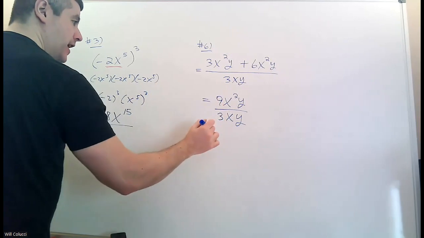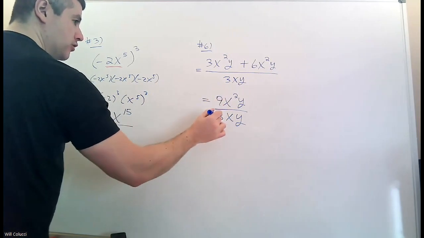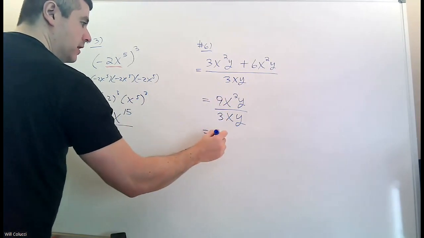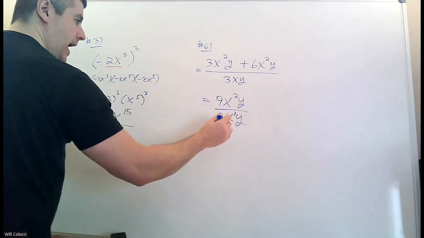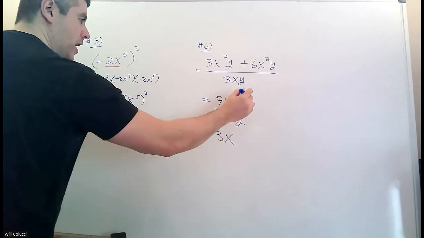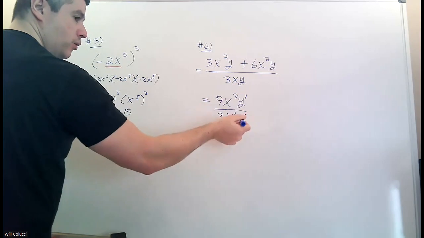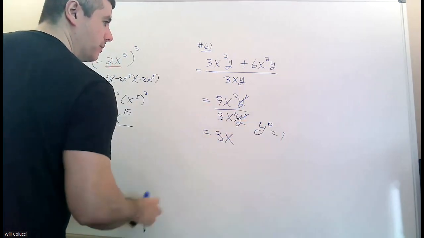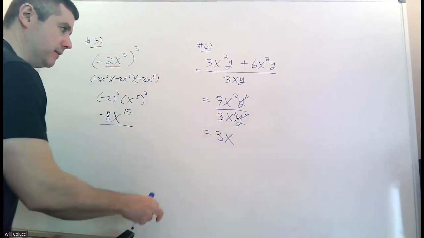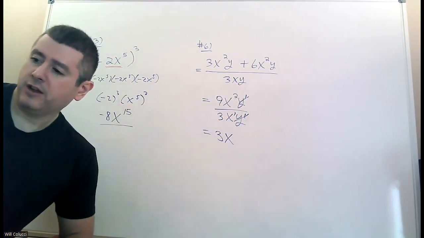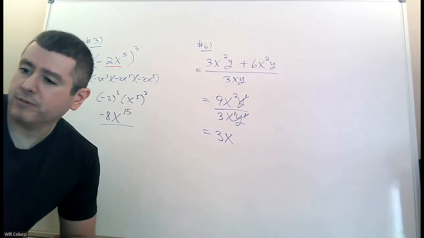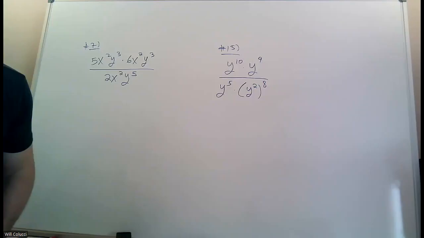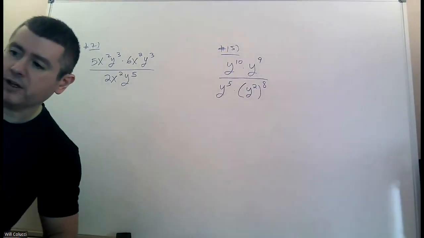Now do the division. 9 divided by 3. These are numbers, so there's no rule except to divide them normally. Here you're doing x2, take away x1, subtract them, get x1. Here's y1, y1. 1 minus 1 is 0. Well, y to the 0 is 1. Just cross them out, right? You're dividing something by itself, right? Very simple.